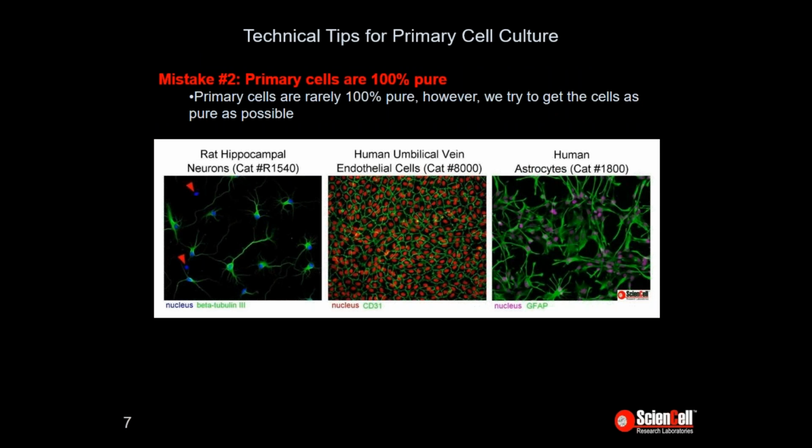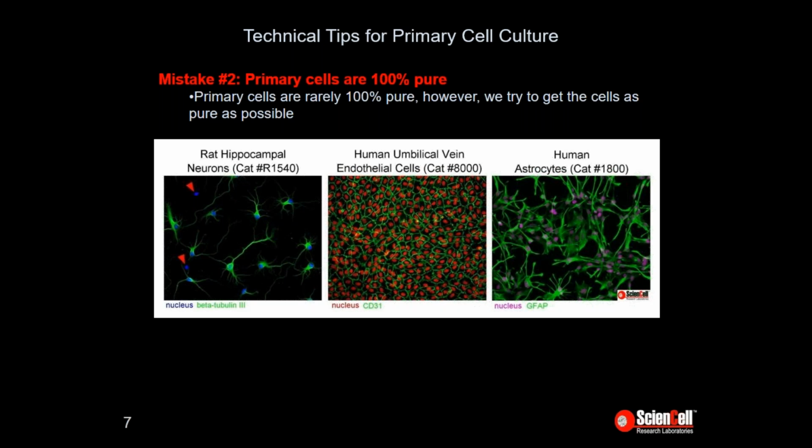A common misconception is that primary cells are 100% pure. Remember that primary cells are isolated directly from the tissue and are rarely 100% pure. For our cells, we try to get the cells as pure as possible. The image panel shows the markers for 3 different cell types from ScienCell: neurons, endothelial cells, and astrocytes, and helps to illustrate purity. The first picture shows beta-tubulin 3 positive rat hippocampal neurons among 2 non-neuronal cells with DAPI positive nuclei, as indicated by the 2 red arrows.